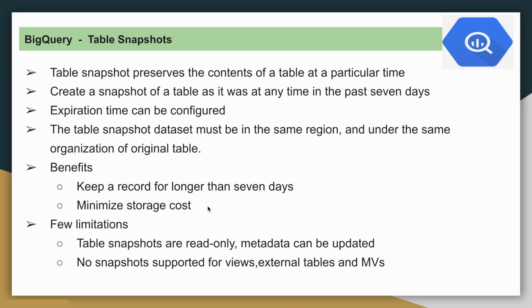Internally, what does BigQuery do? Whenever you take a table snapshot, it will actually not store the entire table. In fact, it stores the difference between the base table and the change in the data, the actual change in the bytes. It will store that data only. But whenever you query that snapshot, it will return the entire data which belongs to the base table, but internally it is organized in such a way that it will only store the different bytes, the difference in the data.